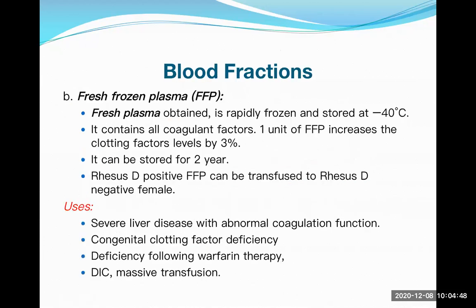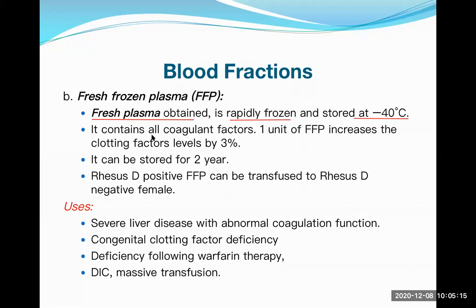Now, another type of blood fraction is fresh frozen plasma, okay? Fresh frozen plasma is obtained just like plasma is obtained. After we obtain the plasma, it is rapidly frozen and stored at minus 40 degrees centigrade. That's why we call it frozen plasma. Now, what are the advantages of this?